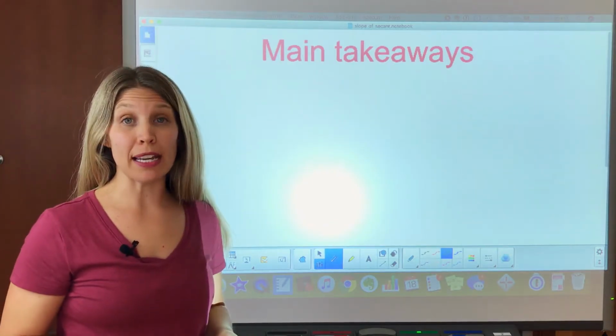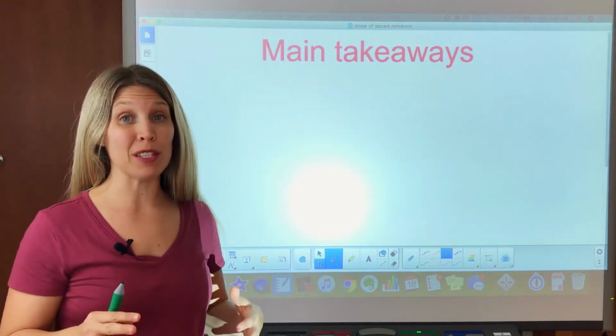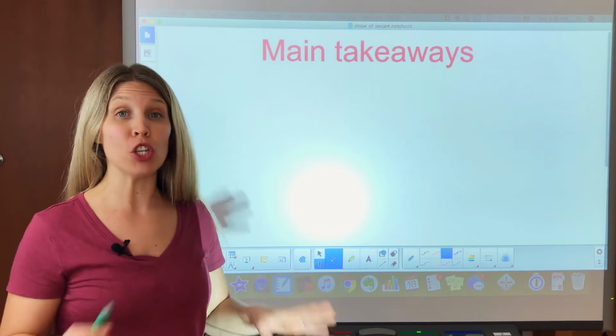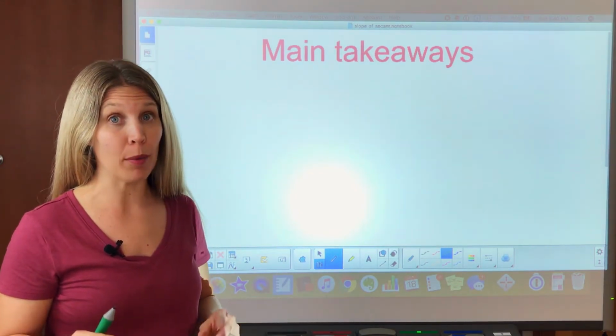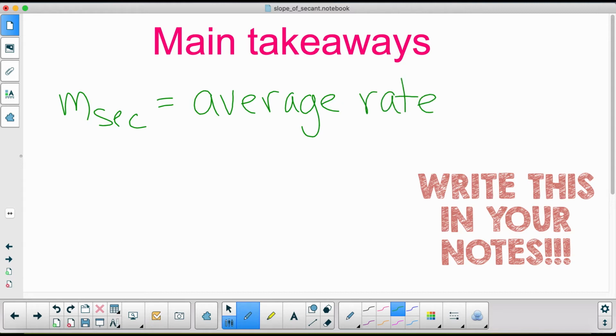So here are the main takeaways that you need to know. Make sure that you write this down on a piece of paper that's easy for you to access that you can have out while you're doing your homework problems. The slope of the secant line is your average rate of change. And the way that you solve this problem is just by finding the slope.